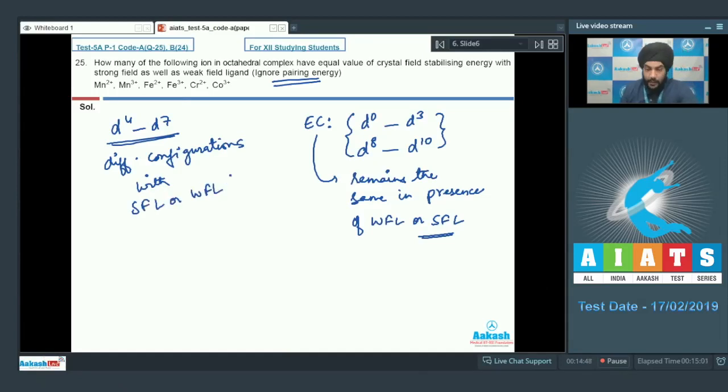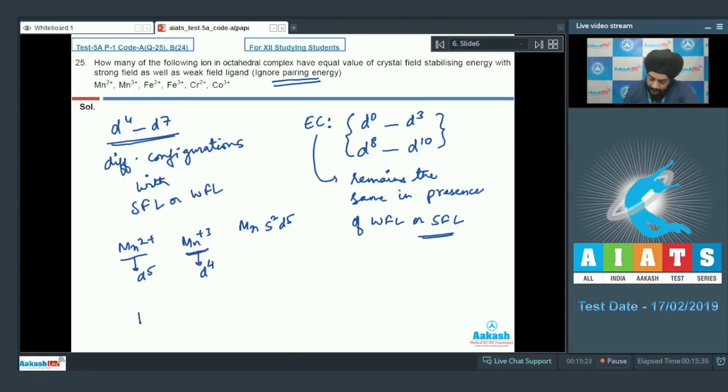Okay. So if we talk about the species which are given to us, we have been given Mn+2 and Mn+3. Mn has a ground state configuration of 4s2 3d5. So Mn2+ will have a d5 configuration, and Mn3+ is going to have a d4 configuration.